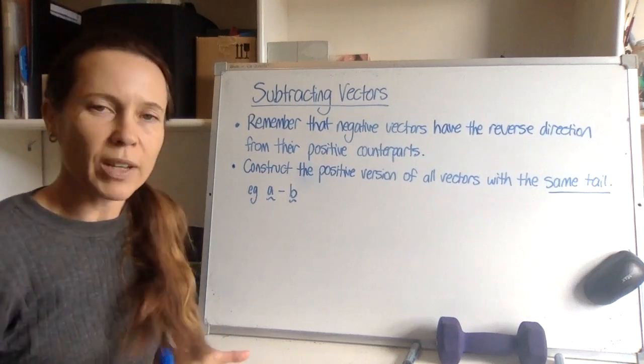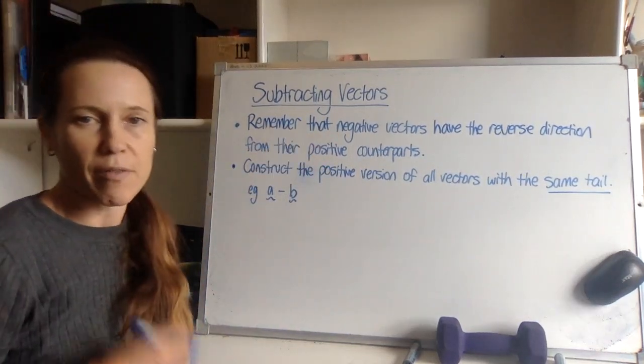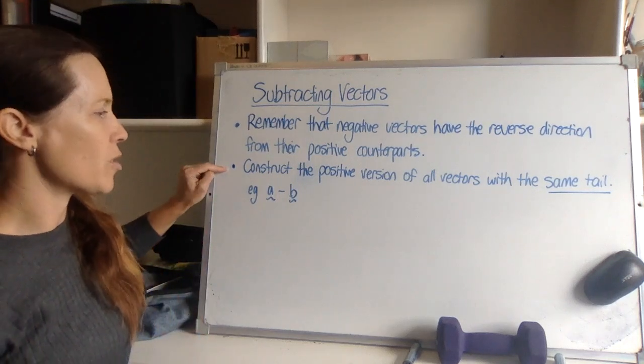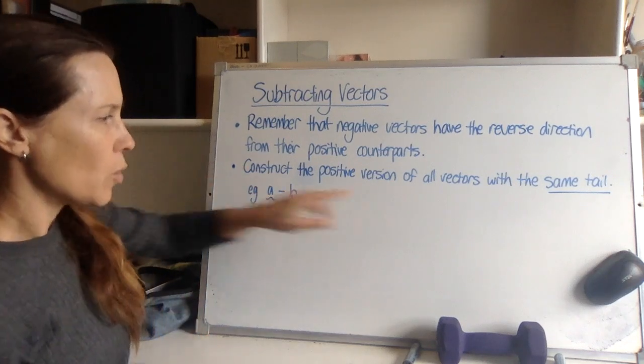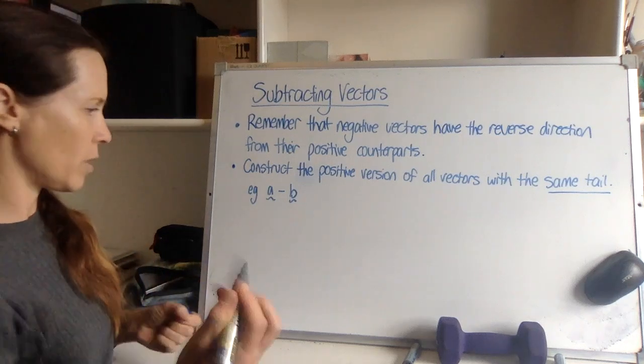Subtracting vectors is relatively straightforward if we remember two things. Negative vectors have the reverse direction from their positive counterparts, and we need to construct the positive version of any vectors that we're working with the same tail. So this will make a lot of sense if we sort of show it with an example.